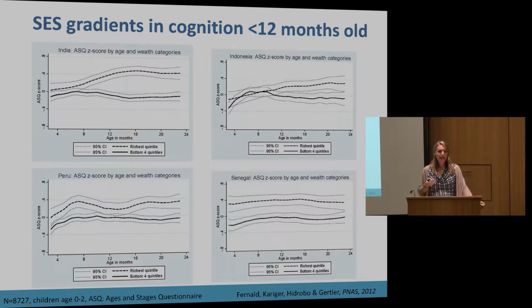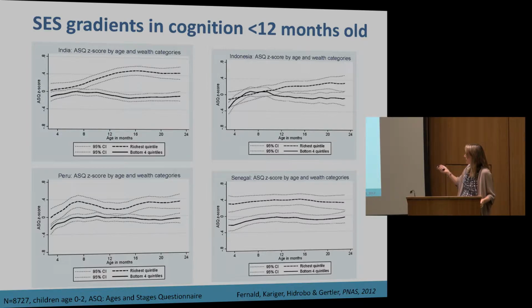And you're seeing the ASQ Z-score, norm score. And what you can see is that in some cases, for example, in India, the children start out pretty similar. Again, this is the richest quintile compared with the bottom 4 quintiles. They start out pretty similar, and then by 8 months, there's this gradient emergent.